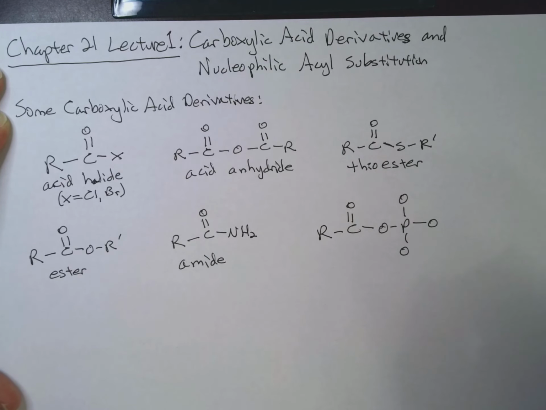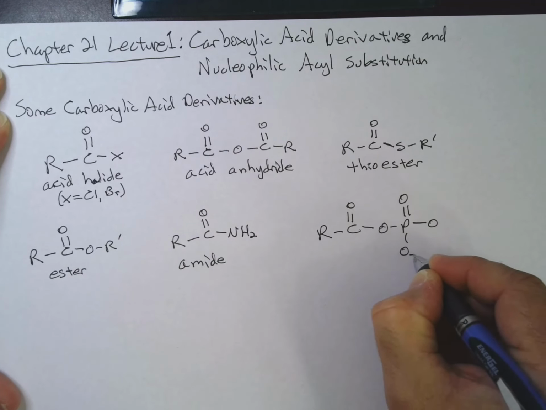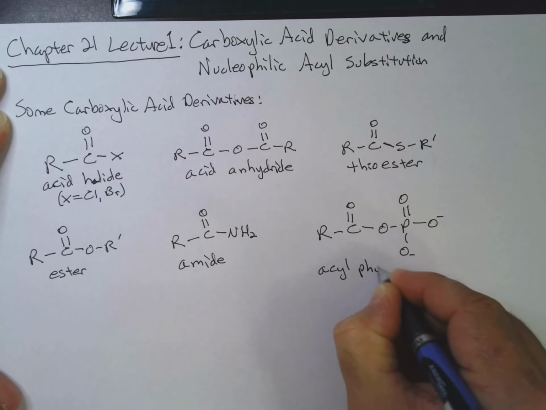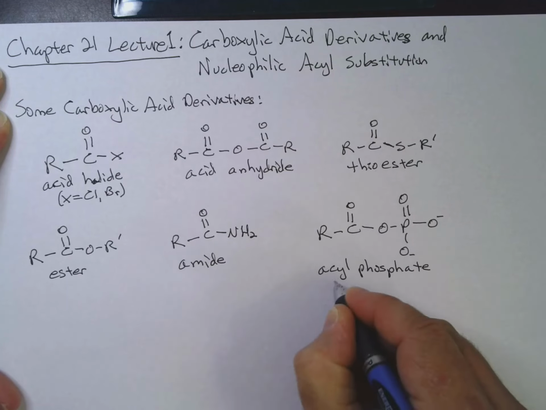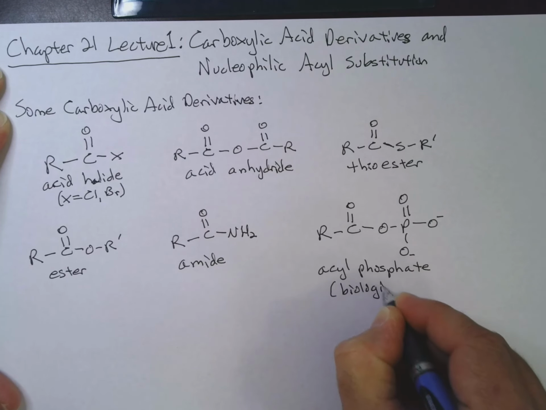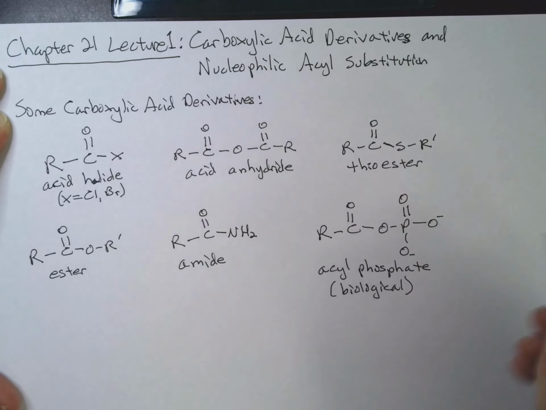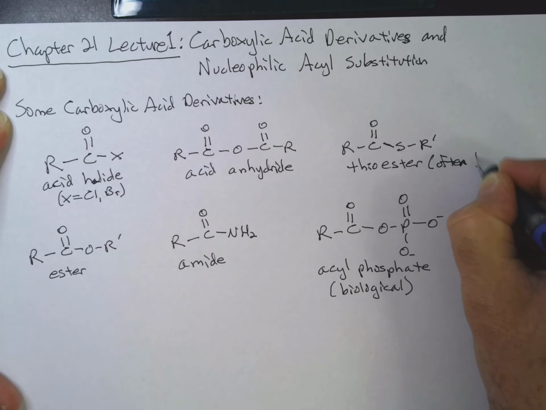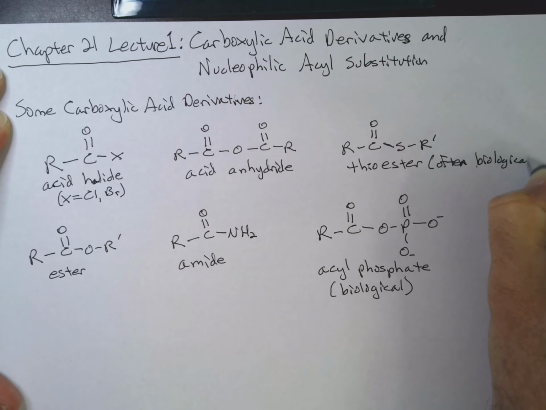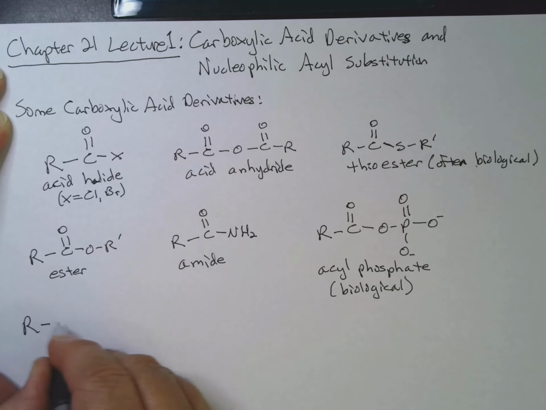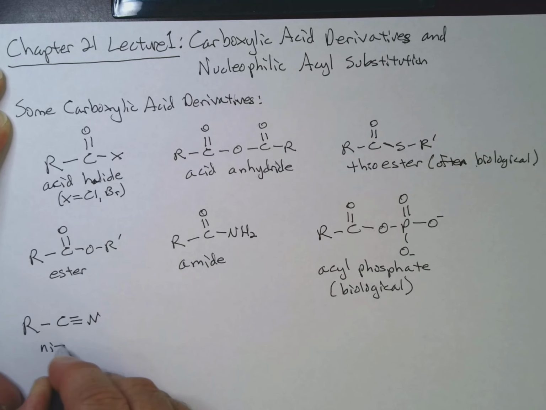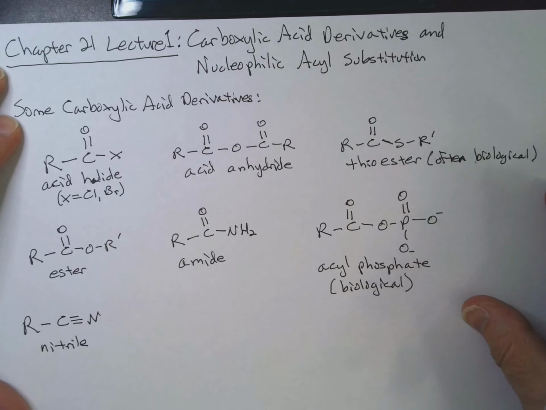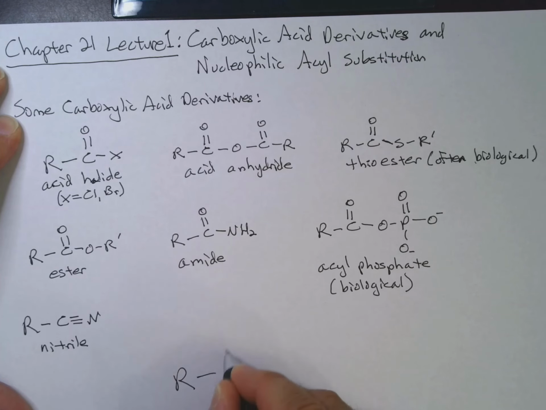let me see here, how many, double bond there, negative charge, negative charge. We can have an acyl phosphate. And that in particular is biological. Thioesters are often also biological. And of course, last time we saw that a nitrile is a carboxylic acid derivative. Okay, and again, all of these are derivatives of our carboxylic acid.